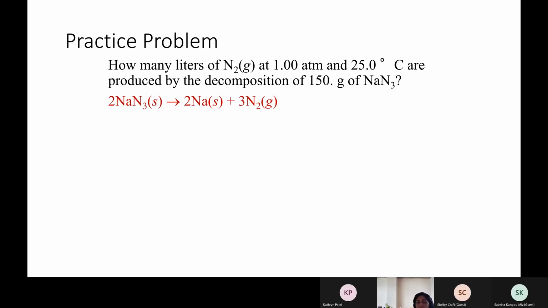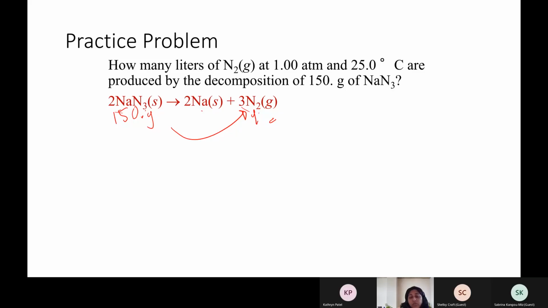But first thing we should do, we need to check whether we have the balanced chemical equation. Do we have the balanced chemical equation? Sodium 2, nitrogen 6, 3. Oh, good. Yes, we have that. Now, we are given only the 150.0 grams of the NaN3. And we need to find the liters of N2.